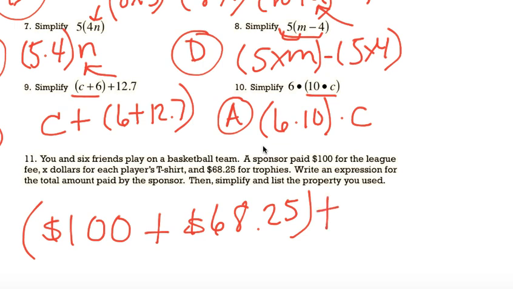Well, each shirt was worth X dollars. But how many people are getting the shirts? 7. So now we're going to add that to 7 times X amount of dollars. And that should give us the total for how much the sponsor had to pay for the whole entire team for that season. That was a tough one.